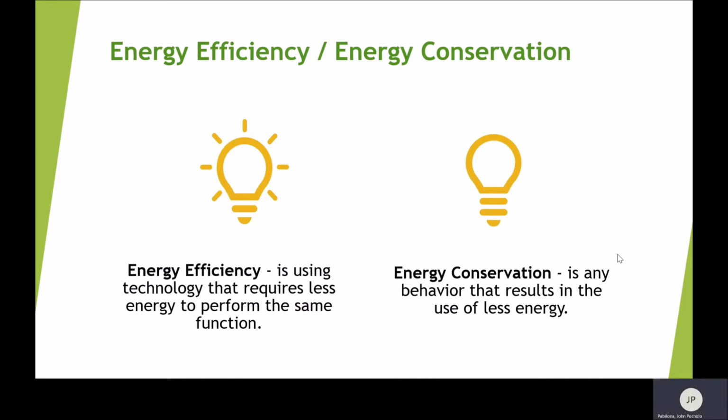Energy efficiency is using technology that requires less energy to perform the same function. Using a light-emitting diode, or LED light bulb, requires less energy than an incandescent light bulb to produce the same amount of light is an example of energy efficiency. While energy conservation is any behavior that results in the use of less energy. Turning the lights off when leaving the room is a way to conserve energy.